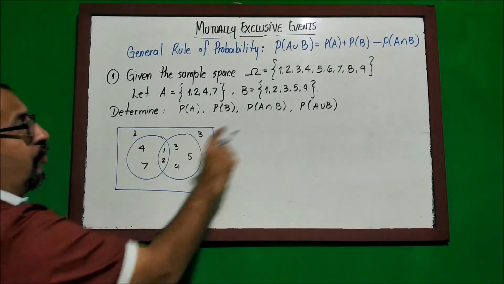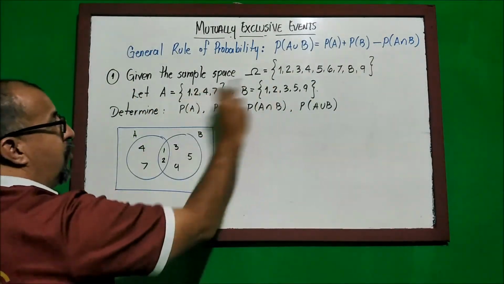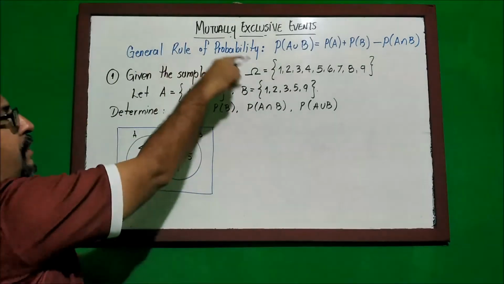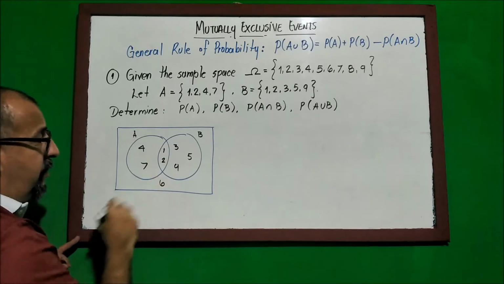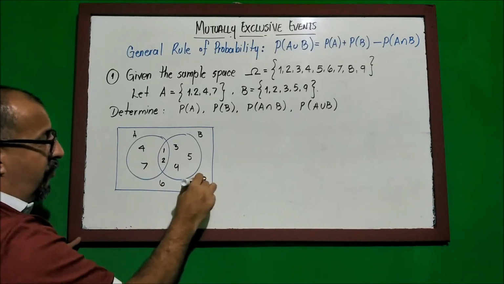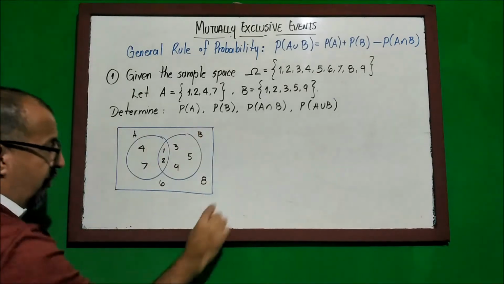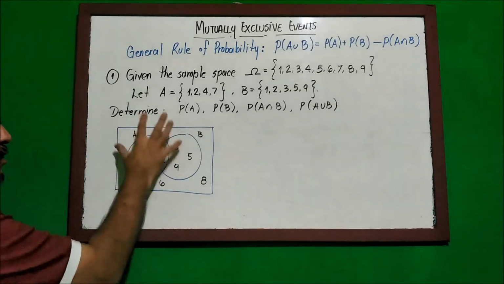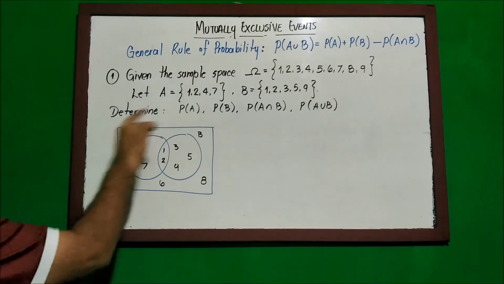But here we also need to consider the values of 6 and 8, which do not belong to A and B, but they belong to the sample space. That means that we can write 6 here and we can write 8 over here, indicating that they belong to the universe or sample space, but they don't belong to the two sets. Now let's start analyzing the probability.